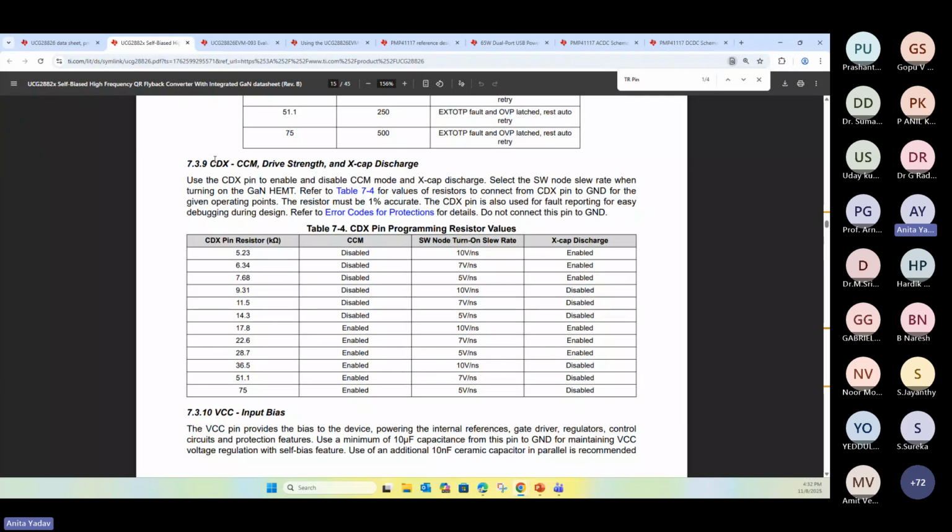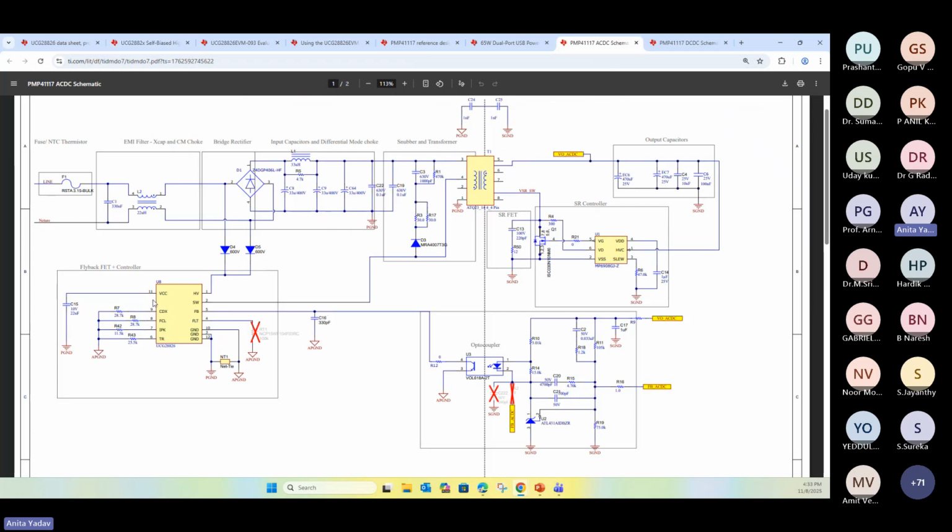Then there is a third pin called the CDX pin, and it basically sets whether you want CCM operation enabled or disabled, and the switch node turn-on slew rate, basically when the voltage goes high or comes down, what the slew rate is. Then the XCAP function, if you want to enable or disable, you can decide accordingly in your CDX pin registers.